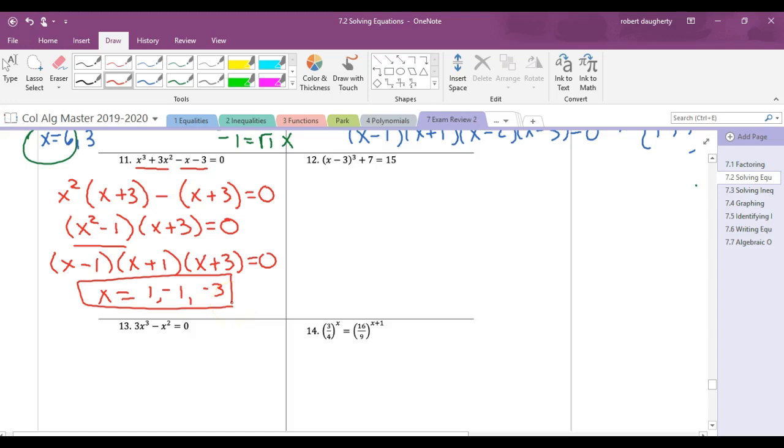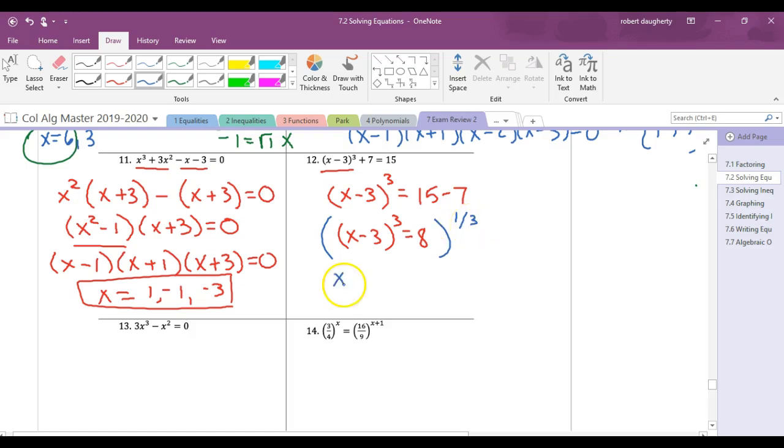X minus 3 cubed, my goal is to get that thing by itself. So x minus 3 cubed is equal to 15 minus 7. X minus 3 cubed equals 8. I've got it all isolated. Now I'm going to take the cube root, or raise everything to the 1/3 power. On the left, I get x minus 3. On the right, 8 to the 1/3, or cube root of 8. So this means x minus 3 equals 2. Therefore, x equals 5.